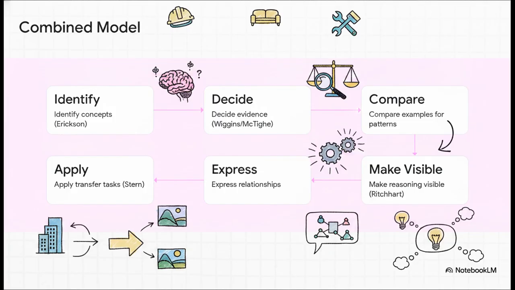Step 1, identify your concepts using Erickson's macro framework. Step 2, decide what evidence will actually show understanding using Wiggins and McTighe's backward design. Step 3, have students compare carefully selected examples to find patterns. Step 4, make their reasoning visible with Ritchhart's routines. Step 5, ask students to express the relationships between these concepts. And finally, Step 6, apply transfer tasks using Stern's strategies, challenging them with both similar and completely distinct contexts.